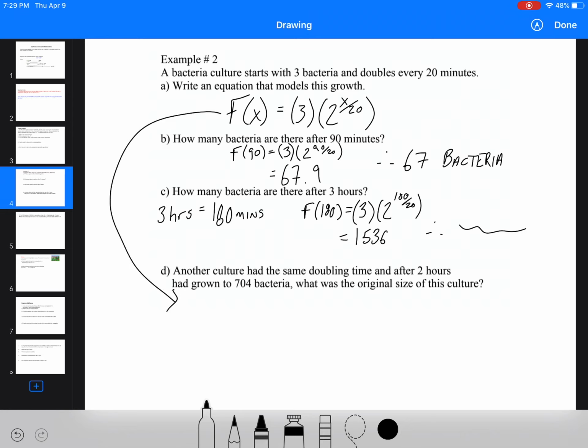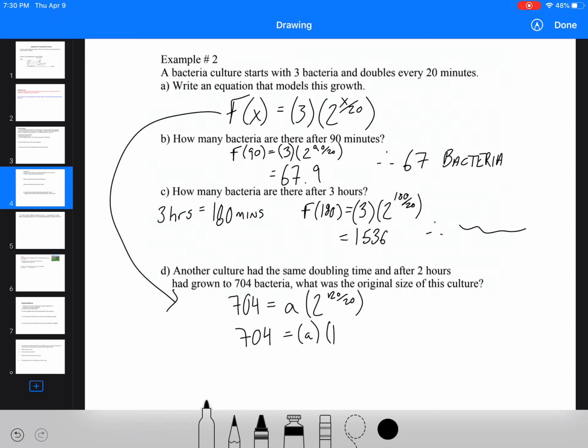Another culture had the same doubling time, and after 2 hours had grown to 704. What was the original size? So in this case, we're just using the same formula, but we know what f of x is, and we don't know what our original value is. So we're going to have 704 equals, we'll call it A, times 2 to the, and 2 hours is 120 minutes, so 120 over 20. So 704 equals A times, and 120 over 20 is just going to give us what? 10?